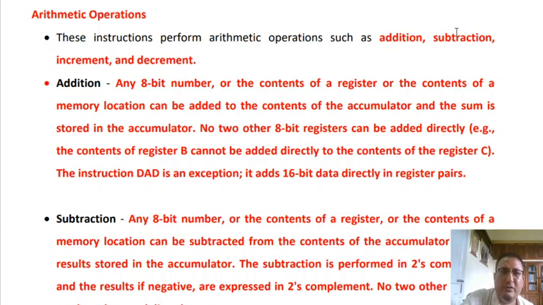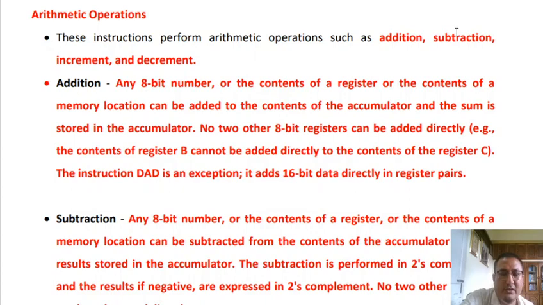It is very important for us to know that in case of addition operation, the result is always stored in the accumulator. Now, no two 8-bit registers can be directly added to each other, so we cannot add register B and register C. But there is an exception. There is an instruction called DAD that adds the content of the 16-bit registers, that is, the content of the register pair. You need to remember this exception.